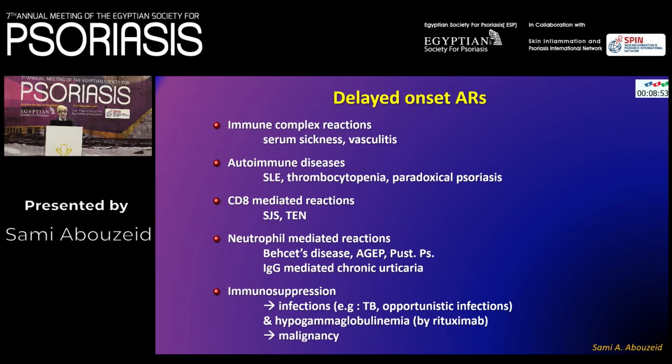انا هتكلم على delayed onset reaction بسرعه كده لان انا يهمنا اكتر immediate onset reactions. Delayed onset reactions may be immune complex mediated, serum sickness vasculitis, may be autoimmune diseases, يعني البيولوجيك بيغير التولرنس تو سيلف، يقلل التولرنس تو سيلف. ف we can get SLE, thrombocytopenia, paradoxical psoriasis.